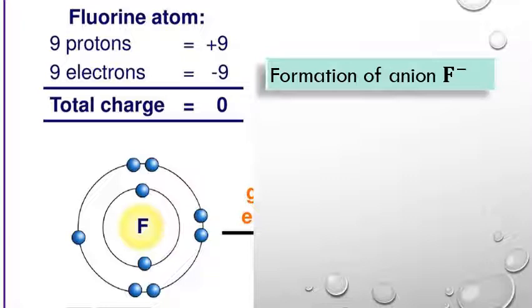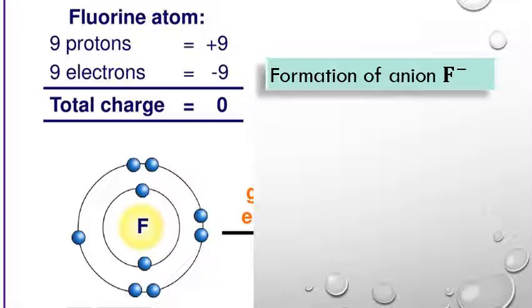Here I have the anion F minus, fluoride. We know initially that a fluorine atom has 9 protons, and because it's a neutral atom, it has 9 electrons. So it has plus 9 particles and minus 9 particles. When I say particles, always imagine them as balls having charge in the middle. So plus 9 and minus 9 together are 0. This is the fluorine atom when it was neutral.